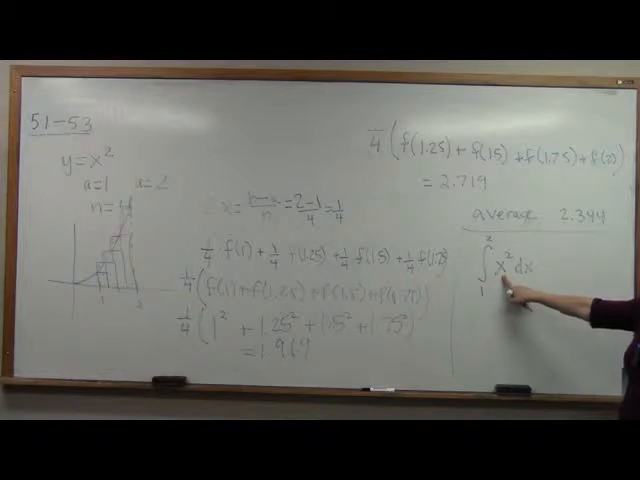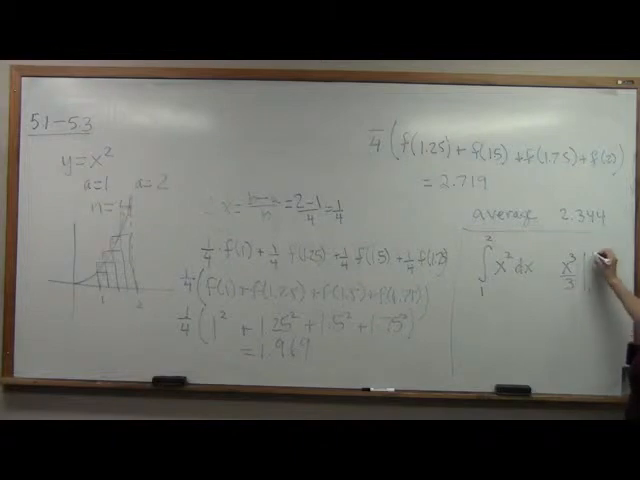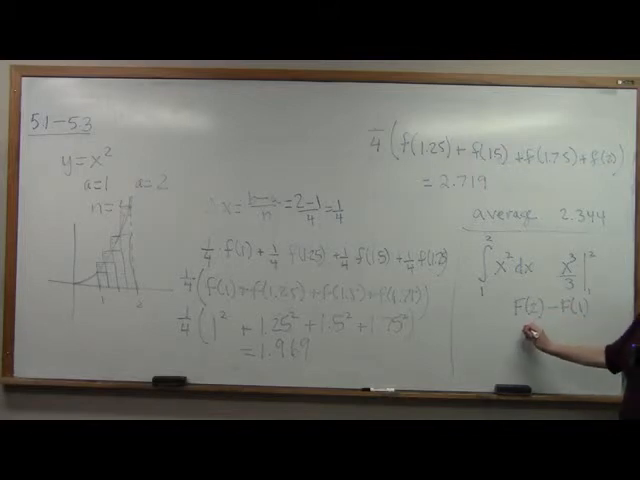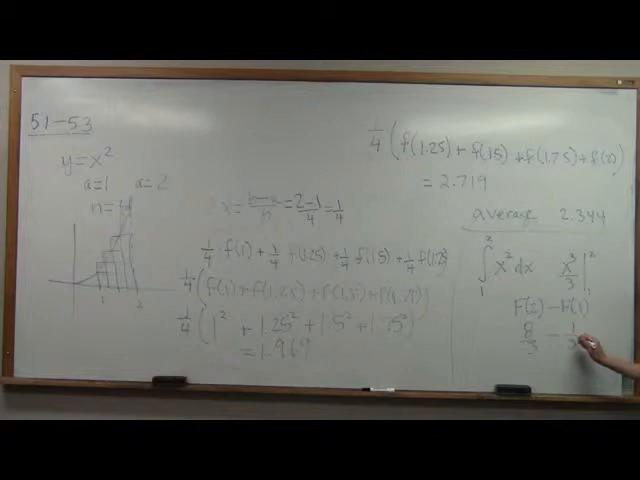Well, again, first thing we do is we would take the antiderivative of x squared, which is x cubed over 3, and we would evaluate that from 1 to 2. In other words, we'd plug 2 in and subtract off what we get when we plug in 1. So, what do we get? We get 8/3 minus 1/3, which is 7/3, and that's equal to 2.3 repeating.